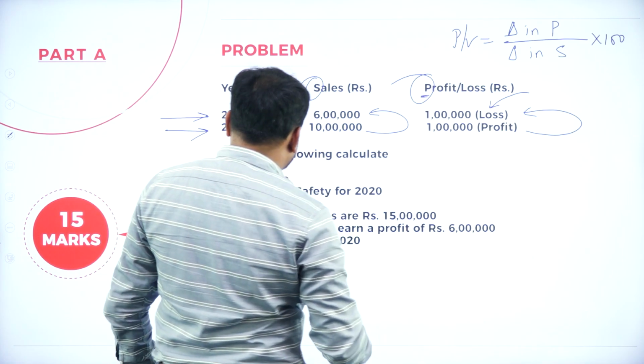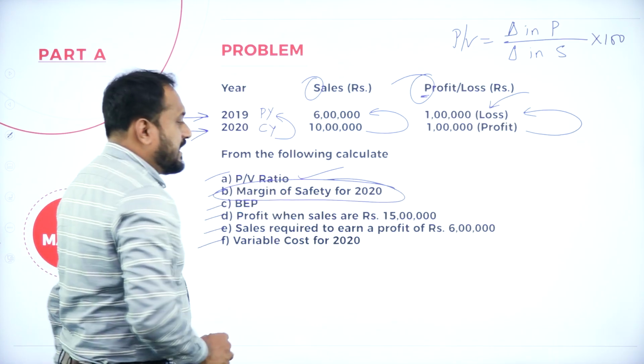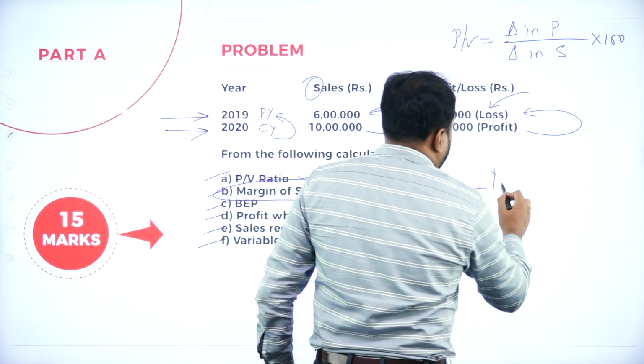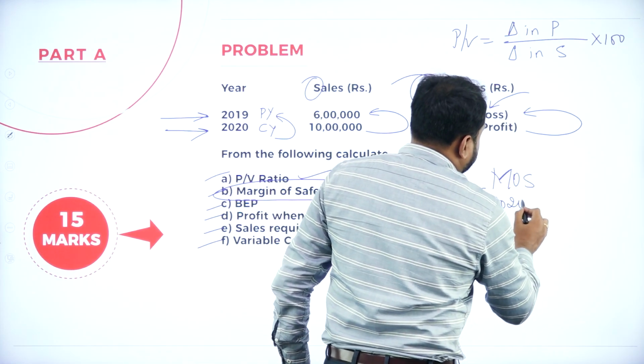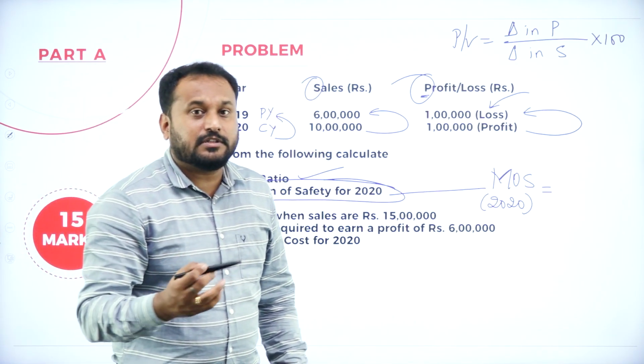Done. Now what is the question again? PV is done. Now we need something called margin of safety for 2020. Now what is the formula for margin of safety? MOS 2020 is equal to. Now I told you how to remember the formulas also in the concept class.